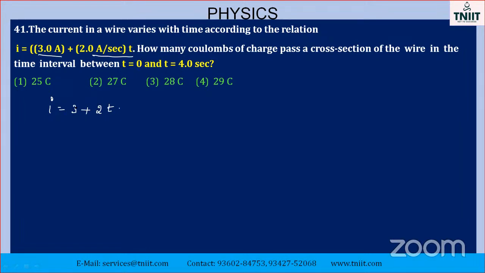If you know the current, how to calculate the charge? It is the integral of I into dt. It should vary from 0 to 4 seconds. So what is the integration of 3 plus 2t? 3t plus 2t squared by 2. Limit is 0 to 4. So 2 and 2 will get cancelled out.